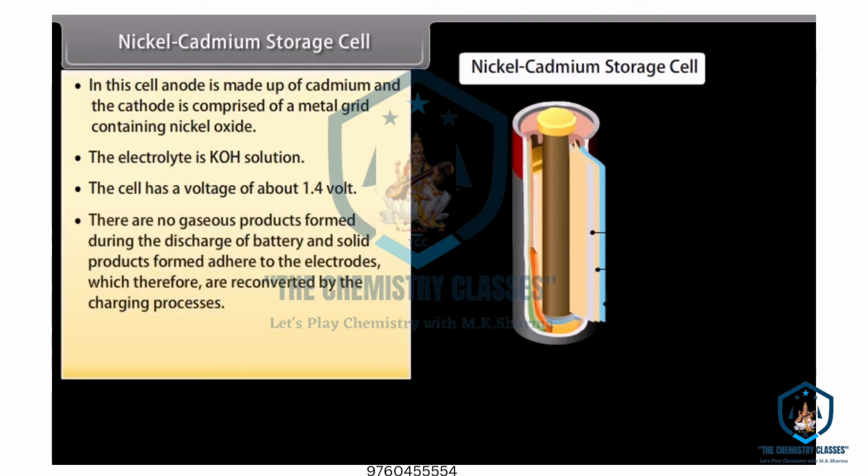There are no gaseous products formed during the discharge of battery, and solid products formed adhere to the electrodes, which therefore are reconverted by the charging processes. These cells are extensively used in electronic watches and calculators.